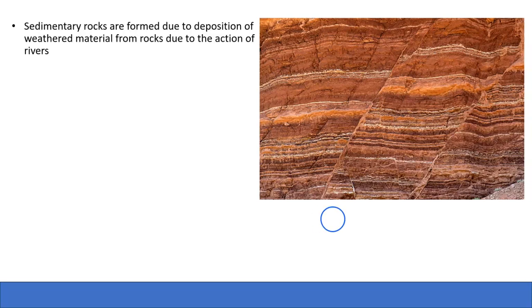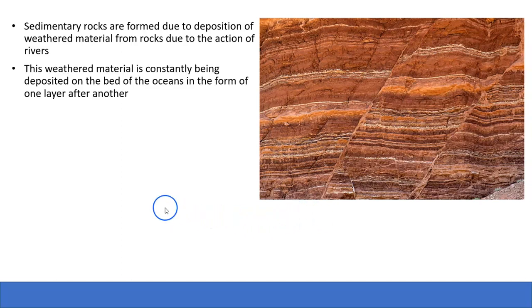So for that, let us just see how the sedimentary rocks are formed in the first place. You know that the earth is being constantly acted upon by sun, rain, wind, and that is causing the rocks to erode. That material is going to get transported by the rivers and it is going to be deposited on the seabed in layers.